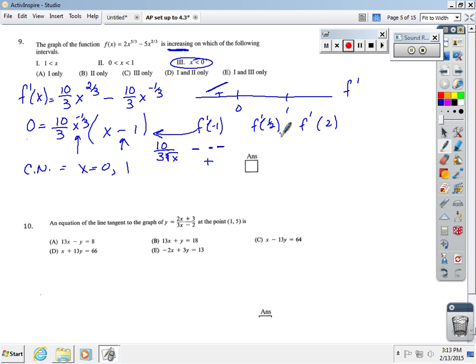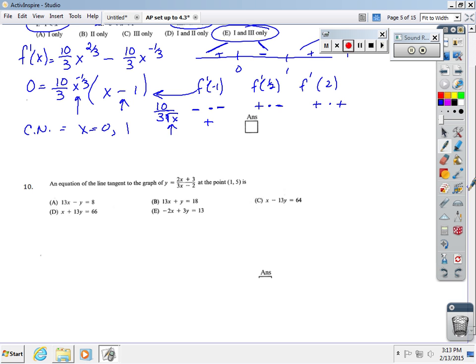Now we'll try a half. Putting a half in here is going to give me a positive value. Putting a half in the parentheses here is going to give me a negative. Positive times a negative is a negative, so it's decreasing. So I know it cannot be that answer. And then f prime of 2, the first part is going to be positive when I plug it into 10 over 3 times the cube root of x, and the parentheses is going to give me a positive. It's positive, it's increasing, so that would make that 1. So it is increasing for 1 and 3, so that is E. Okay, number 10.